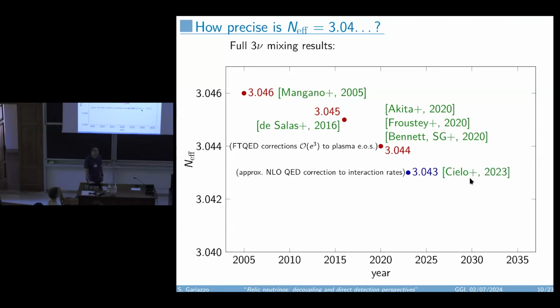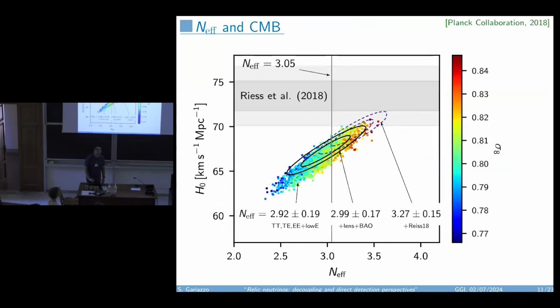And then last year, there was a paper by people in Naples claiming that N effective is actually 3.043 because of next-to-leading order corrections to interaction rates. But Yvonne actually presented a paper that disputed this result a little bit, and it was confirmed to be 3.044 to the best of our knowledge today. This is in perfect agreement with, for example, cosmological constraints by Planck. You see here the region preferred by the CMB is centered around 3 with a quite significant error with respect to the difference we have between 3 and 3.044.